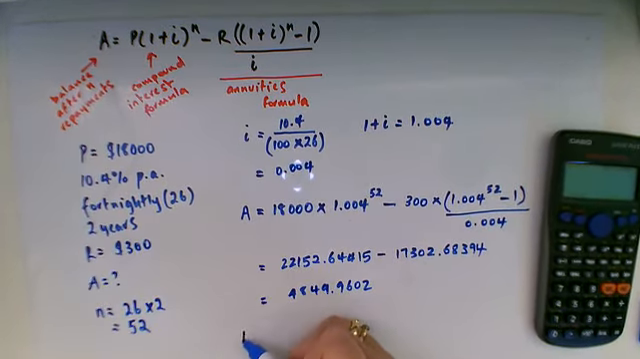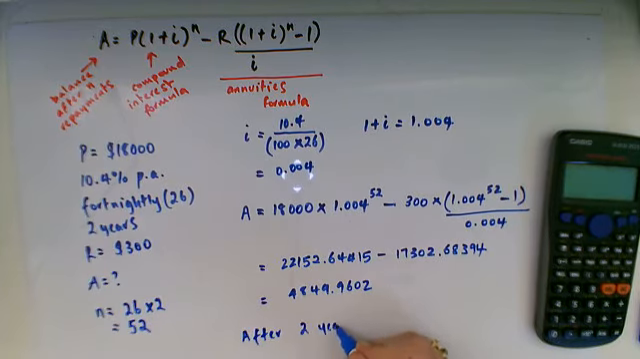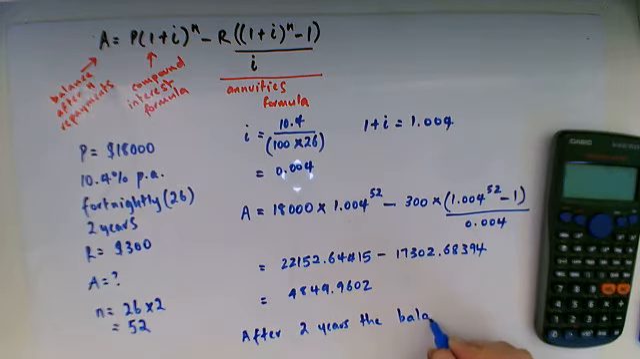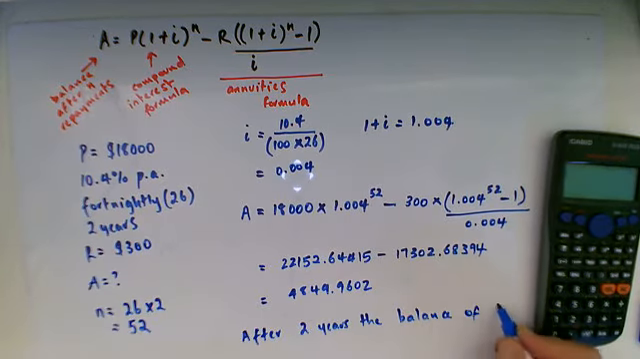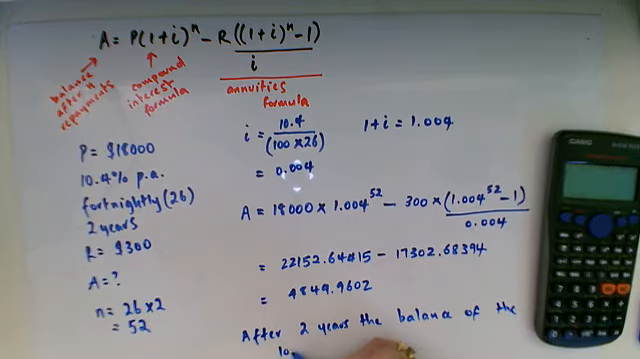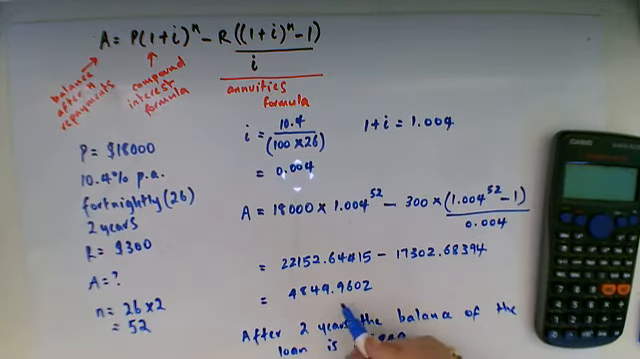So, after 2 years, the balance of the loan is, it's money, so we have to just take it to 2 decimal places, $4,849.96.